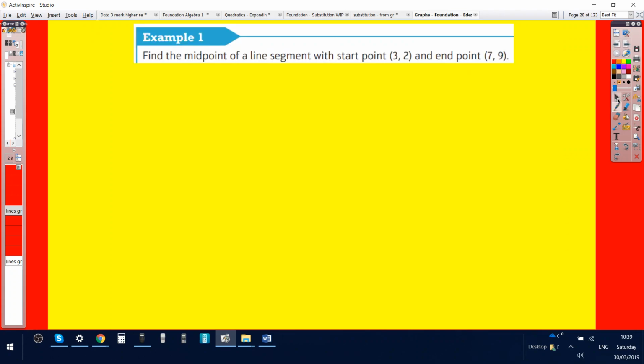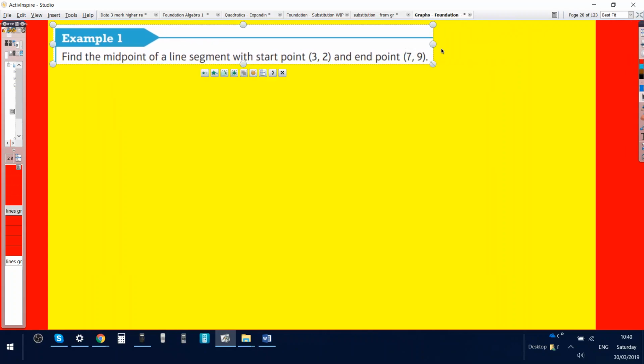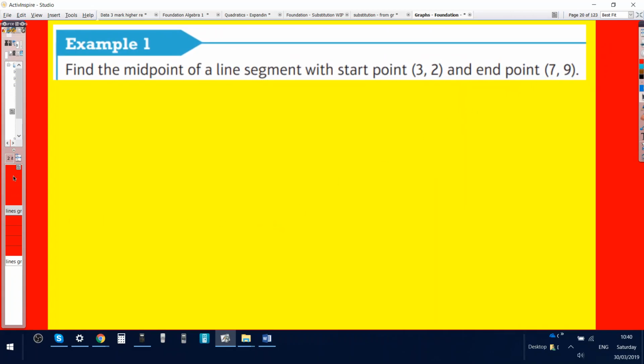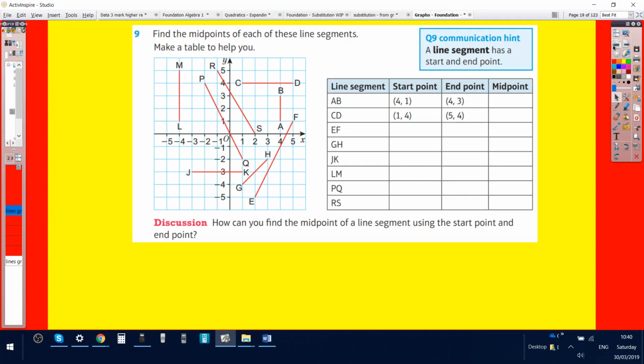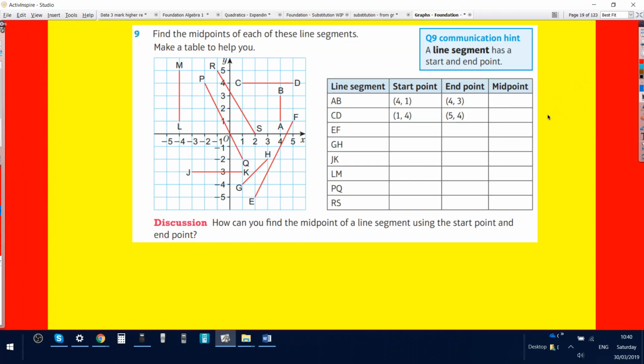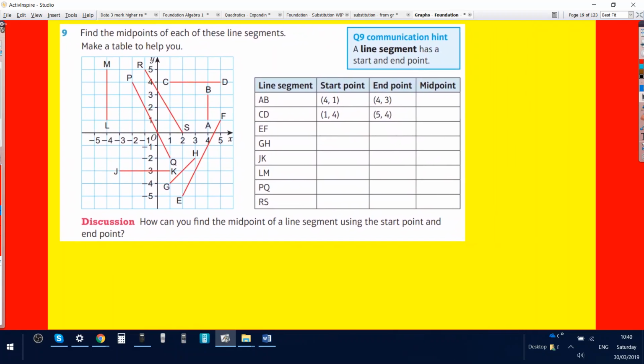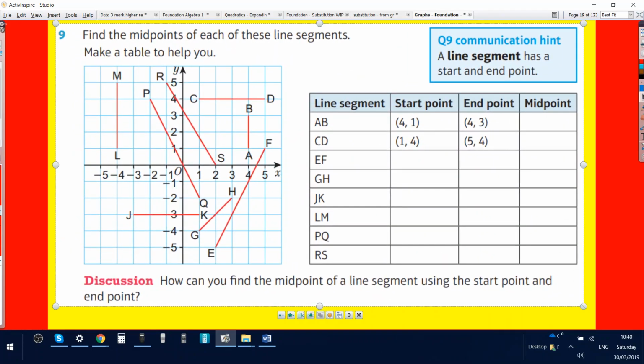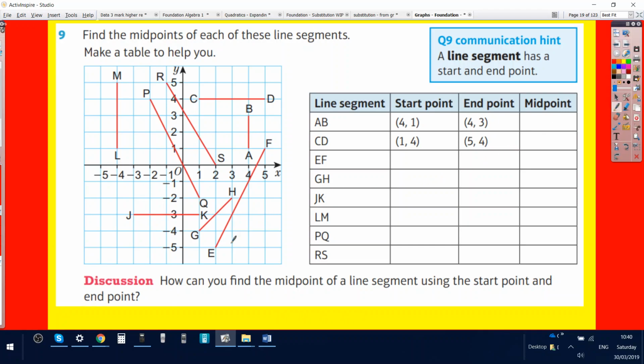Any idea how you do this? Find the midpoint. No, I'm not sure. So this is what they would look like. Let's say E to F. E to F starts at 2, minus 5. It stops at 5, 1. And you have to find the midpoint of E to F.